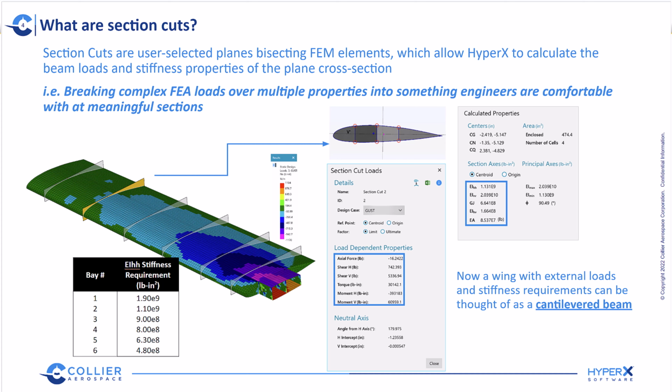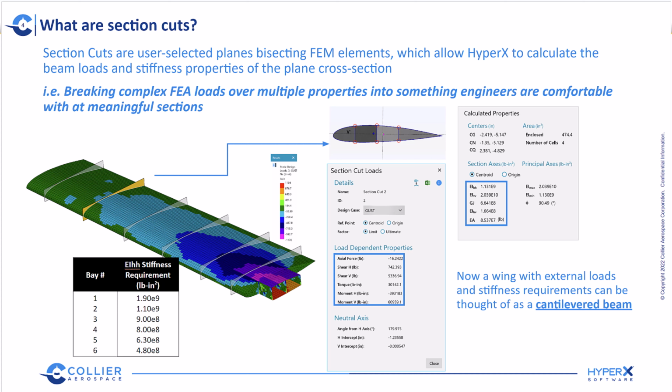The idea is you're taking a complex FEM, something like the wing I'm showing here, that has external FEA loads and elements that are pointing to all different kinds of property cards. Maybe you even have stiffness requirements coming from your aerodynamics team. HyperX takes all of that information and allows you to visualize and perform sizing on these different cut planes so that you can understand your system as something more familiar to you, something more digestible.